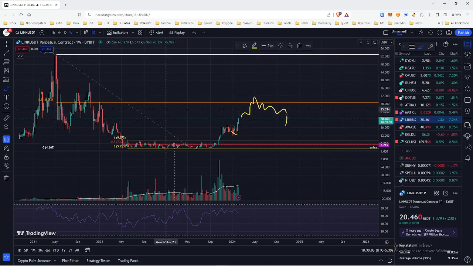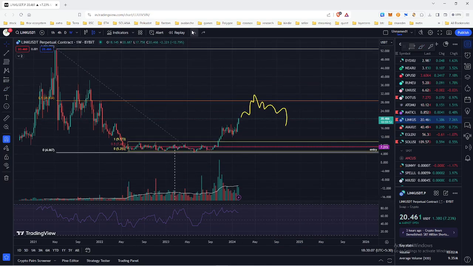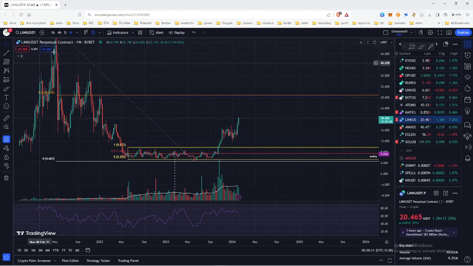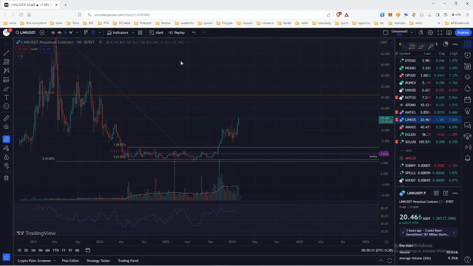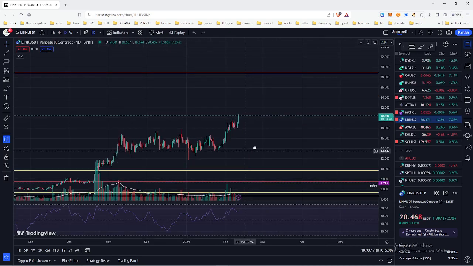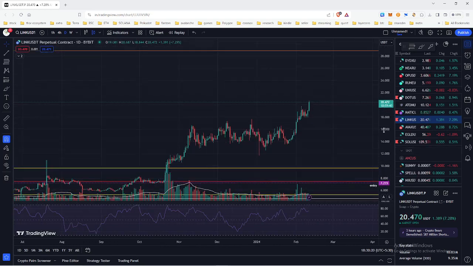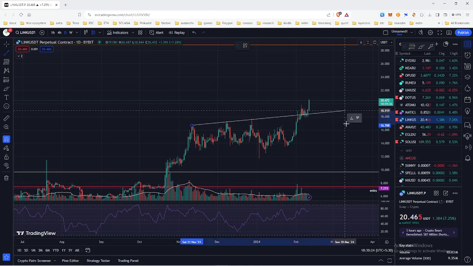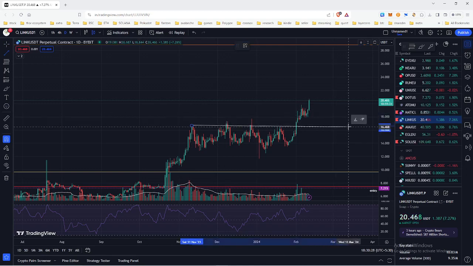Now we're going to look into the daily. Alright, let's leave that range there. Alright, so the daily, as you can see, our previous consolidation between the $18 and $12, we broke above that.